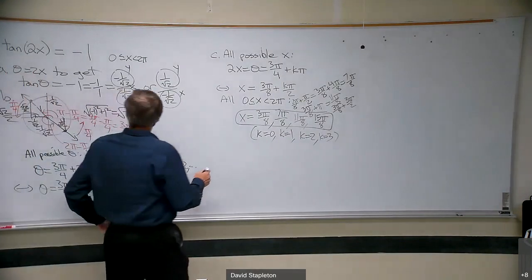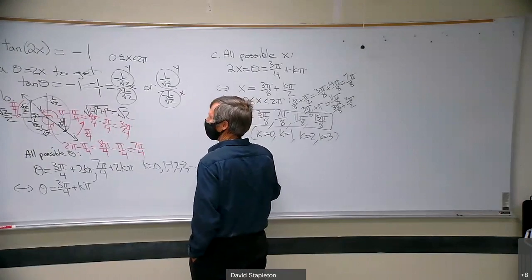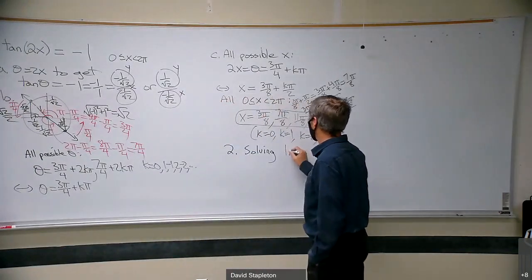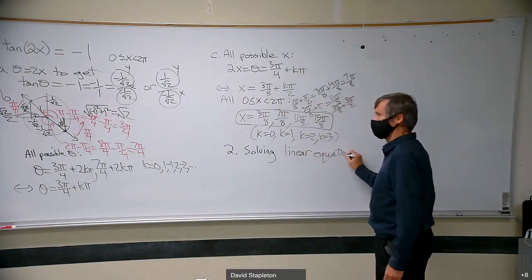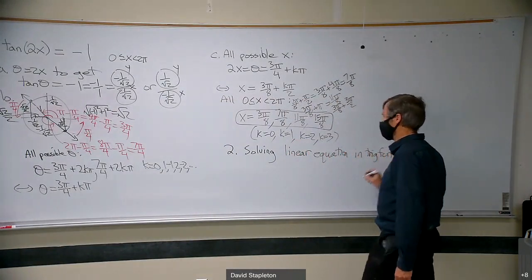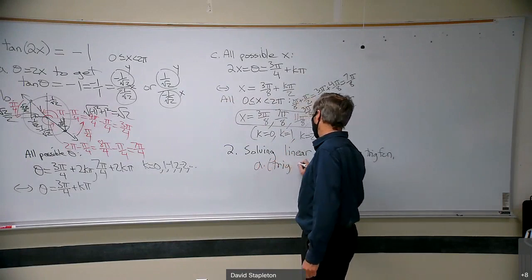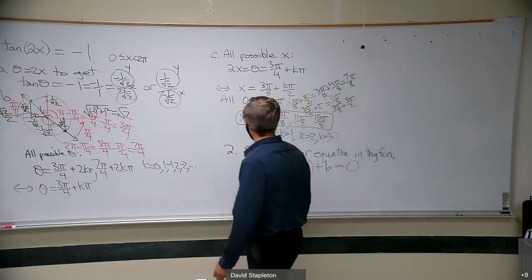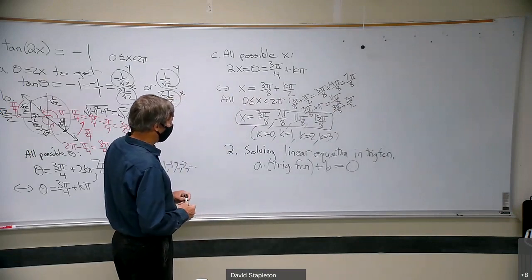Now, the next case, case 2, well, suppose you want to solve a linear equation in a trig function. These are equations a times trig function, we said, plus b equals 0, right? How do I solve that?